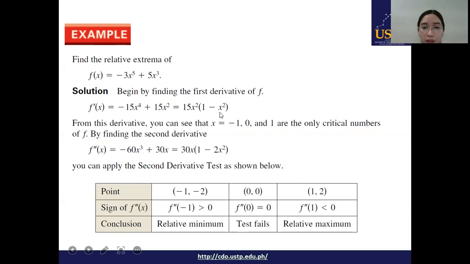From this derivative, we can see that x equal to -1, 0, and 1 are the only critical numbers.